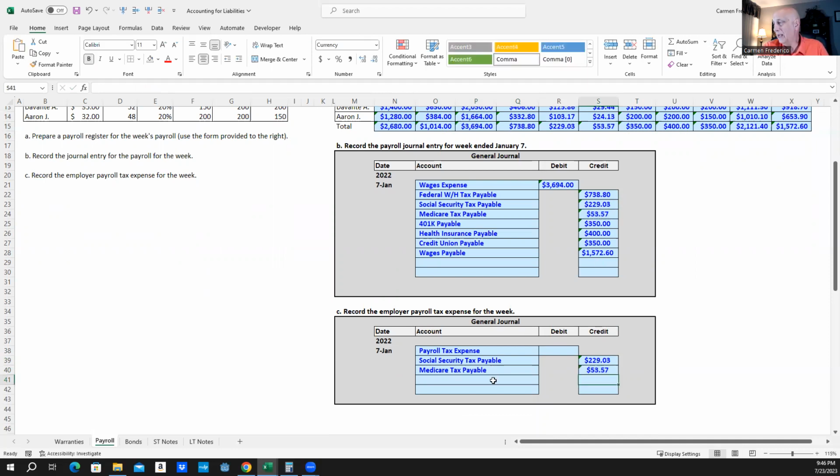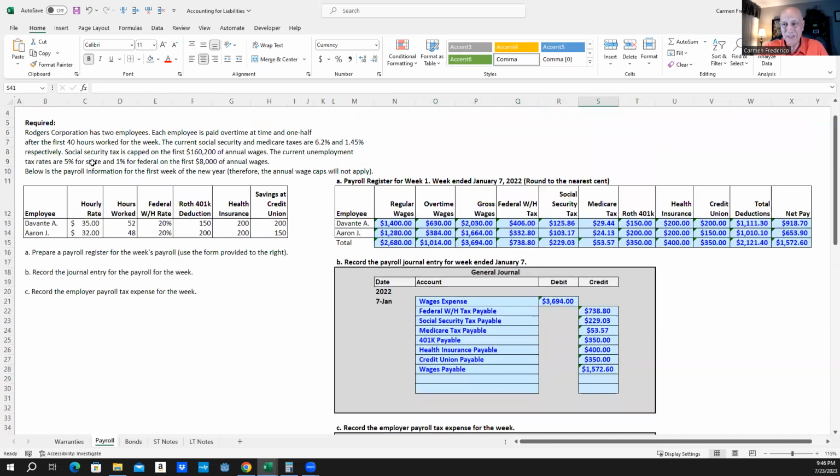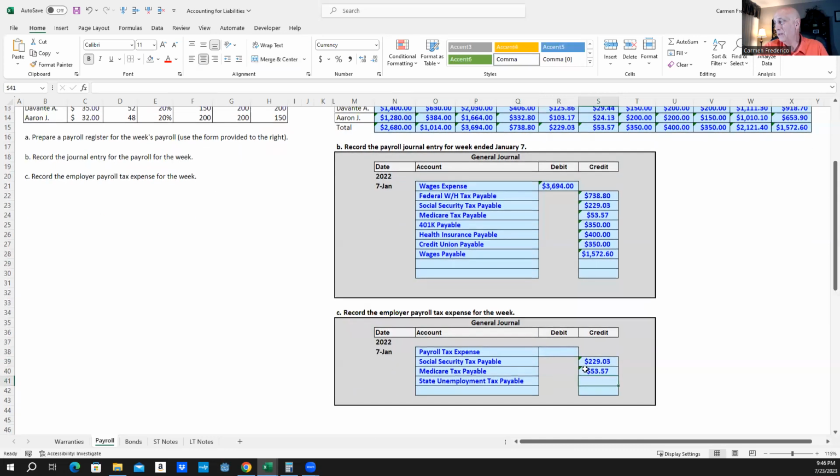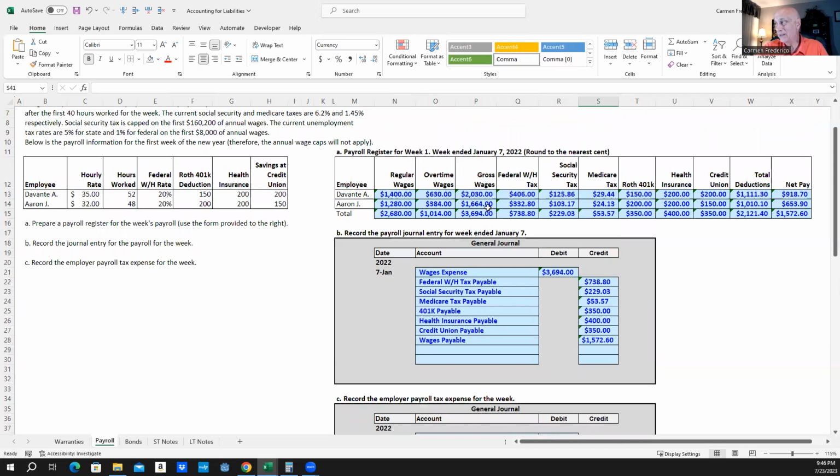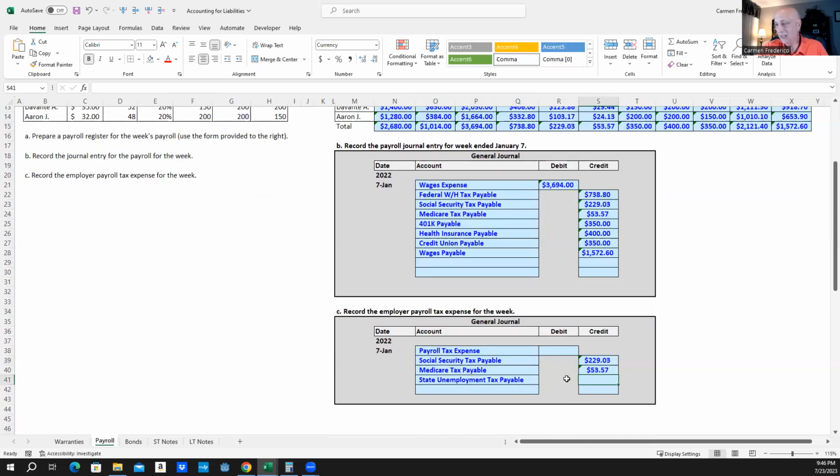Then you have the two unemployment taxes, federal and state unemployment tax. So let's do the state one first. The state rate is, as I said, 5% for state and 1% federal. Because none of the employees have hit the $8,000 limit yet, we can simply take the gross wages, the $3,694 times 0.05. You get $184.70. And then the federal unemployment tax is going to be, let's find it, where is it?